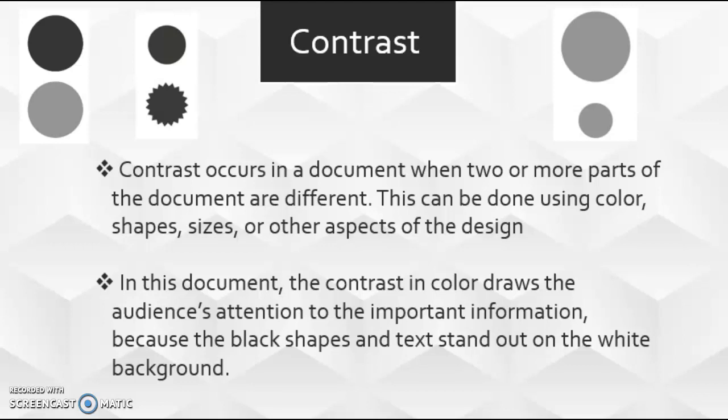Contrast occurs in a document when 2 or more parts of the document are different. This can be done using color, shapes, sizes, or other aspects of the design. In a document, contrast draws the audience's attention to specific aspects of a document and shows how they are different, which should be significant to the point of the document.